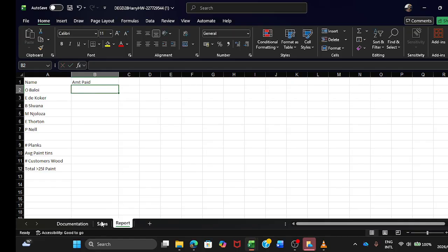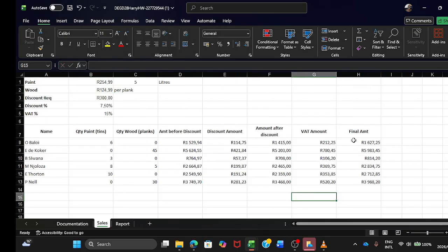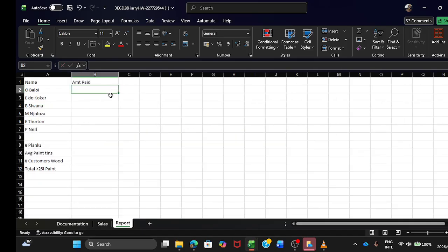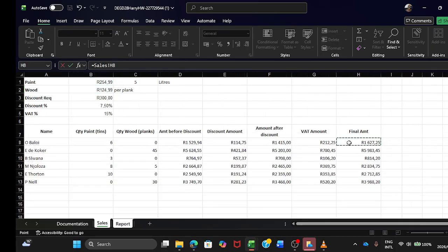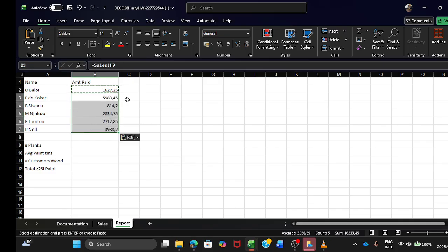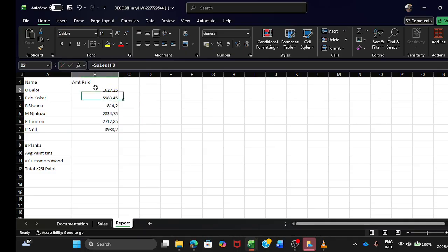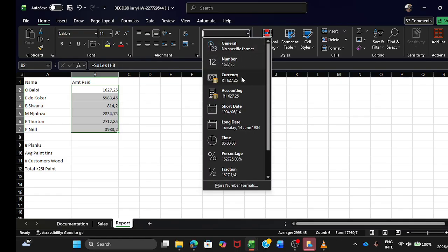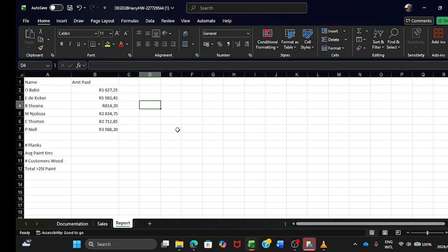So the amount paid, this is the amount that they paid. This is the final amount. So what you have to do, the equal sign, very important, guys. Then this, just press enter, it's going to come and reflect here. Then you take this, you copy, you paste, simple as that. Since this is in general, we're going to have to do this in currency, right? I'm just going to do this in currency, and then it's going to be like this.